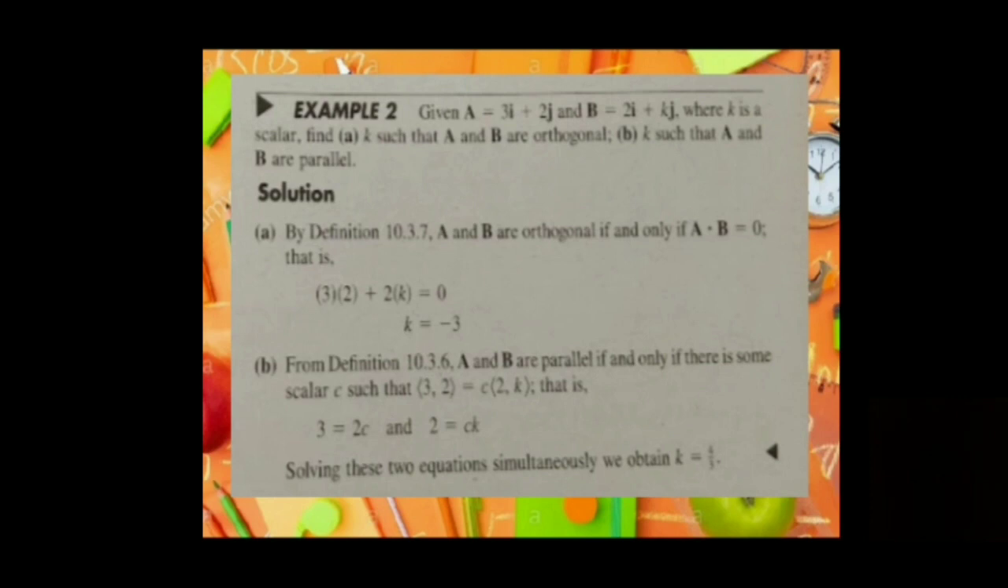B. From definition 10.3.6, A and B are parallel if and only if there is some scalar C such that (3, 2) is equal to C times (2, k), that is, 3 is equal to 2C and 2 is equal to Ck. Solving these two equations simultaneously, we obtain k is equal to 4/3.